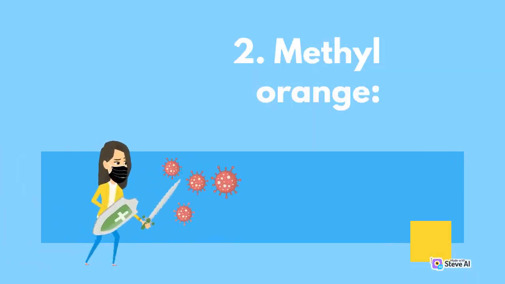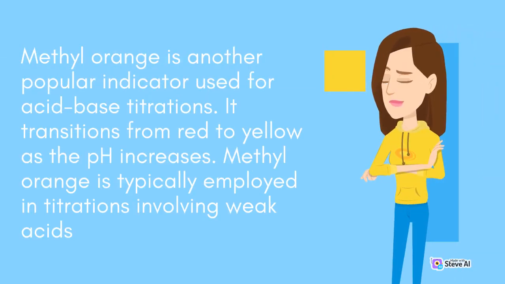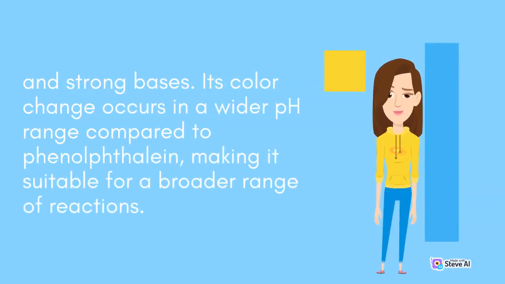2. Methyl orange. Methyl orange is another popular indicator used for acid-base titrations. It transitions from red to yellow as the pH increases. Methyl orange is typically employed in titrations involving weak acids and strong bases. Its color change occurs in a wider pH range compared to phenolphthalein, making it suitable for a broader range of reactions.